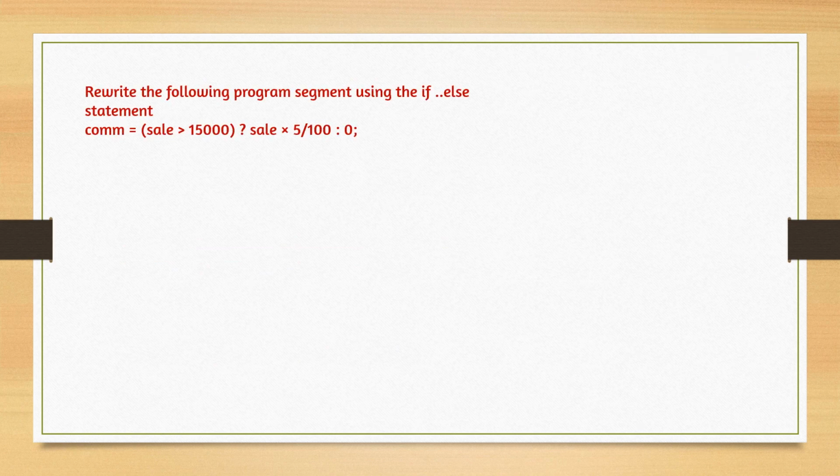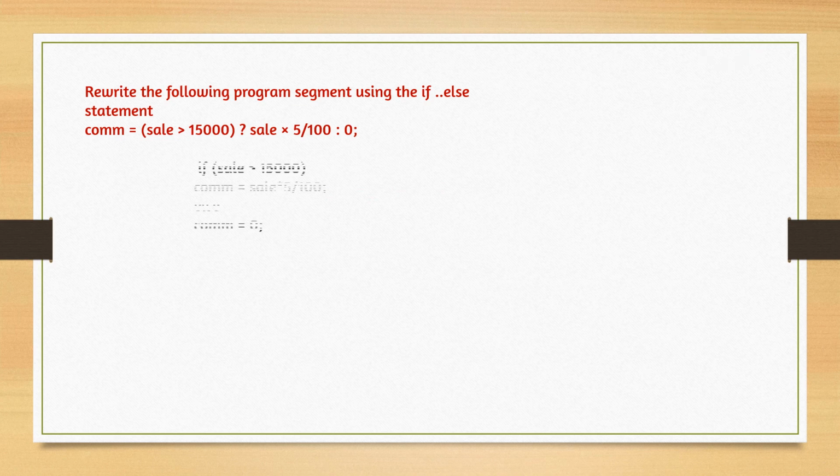The next important type of question: rewrite the following program segment using if-else statement. We have already seen the conversion of if-else to ternary. Now ternary to if-else questions can also come. So here we can see how to convert this ternary statement into if-else. The answer is stored in the variable comm and the condition is given in brackets, sale greater than 15,000. If the condition is true, the first part of the statement will be taken and stored in the variable comm, and if the condition is false, that means else, then 0 will be stored in comm.